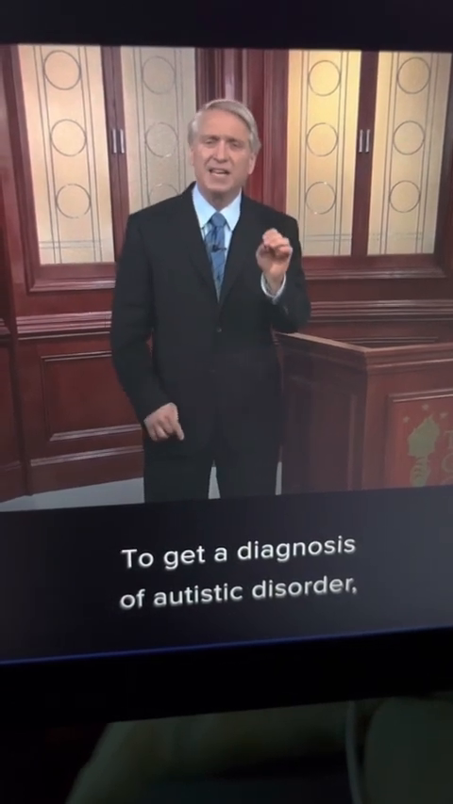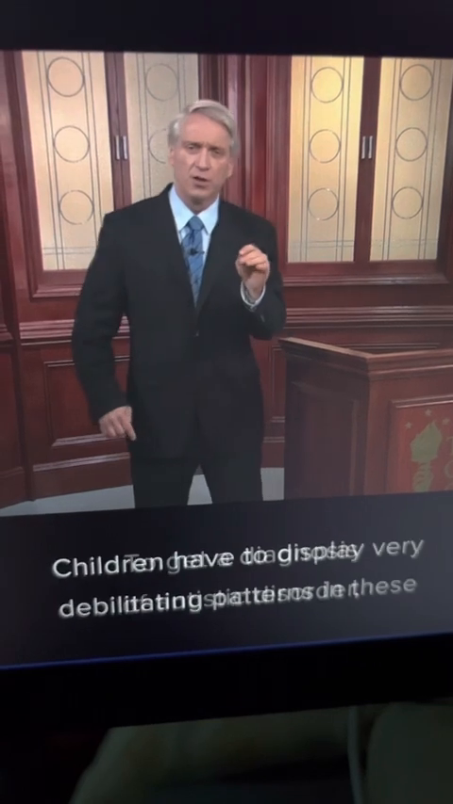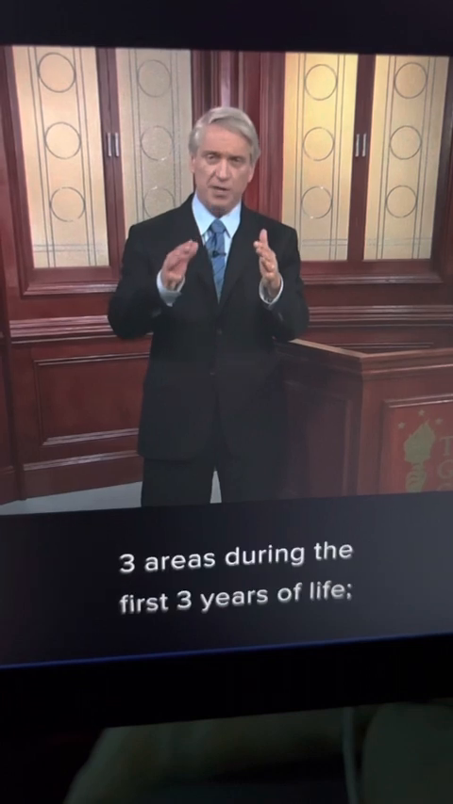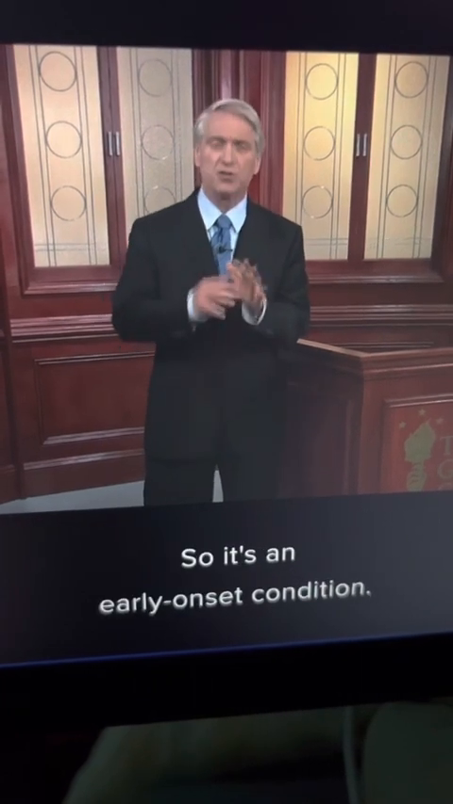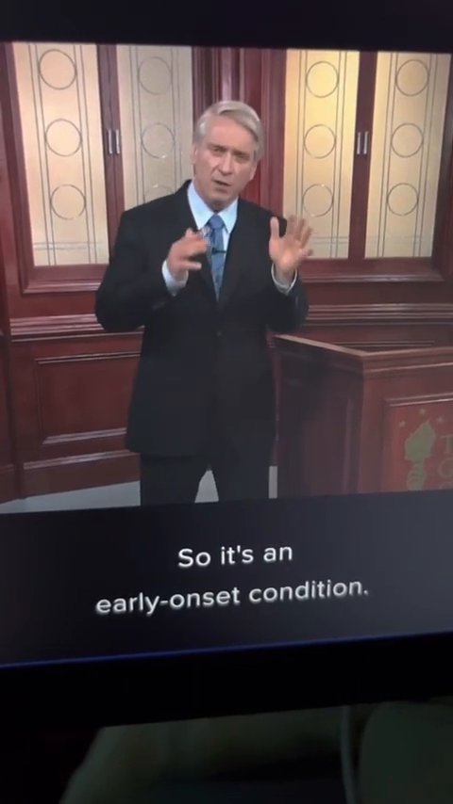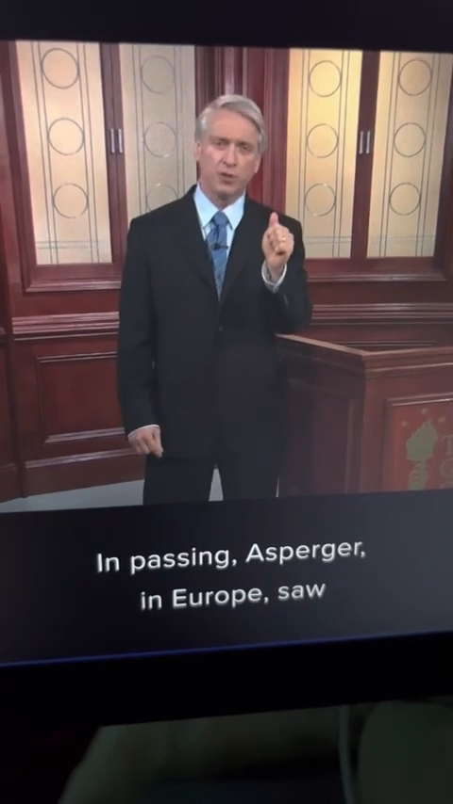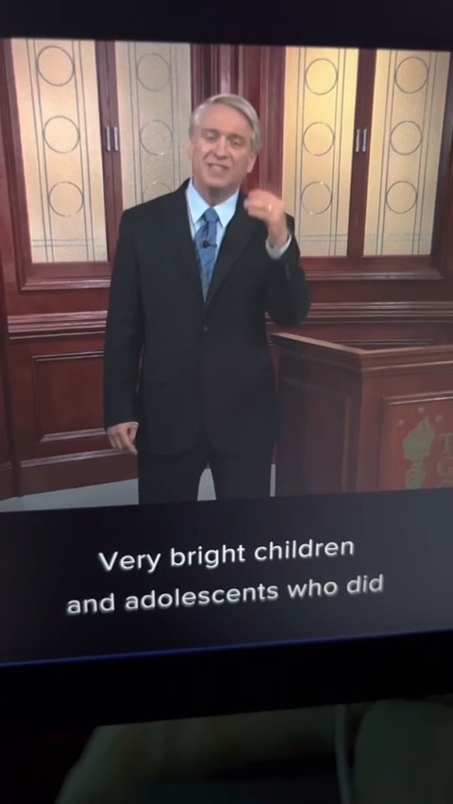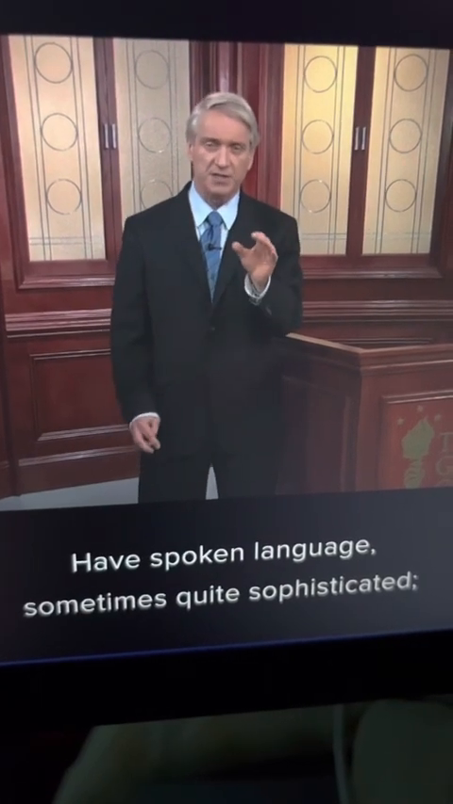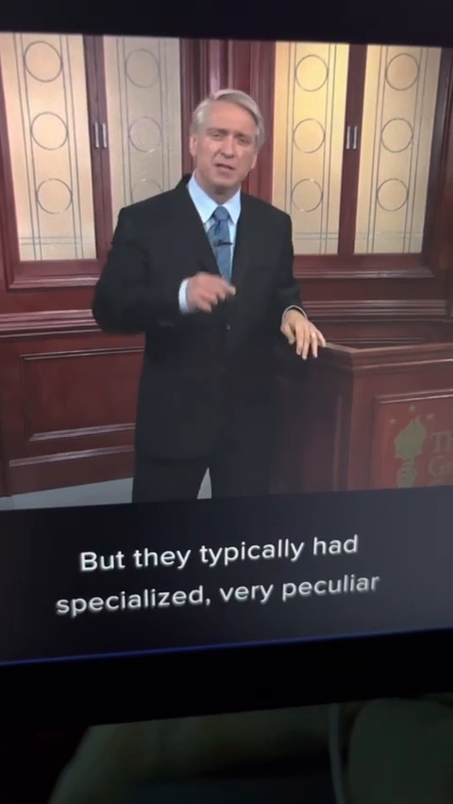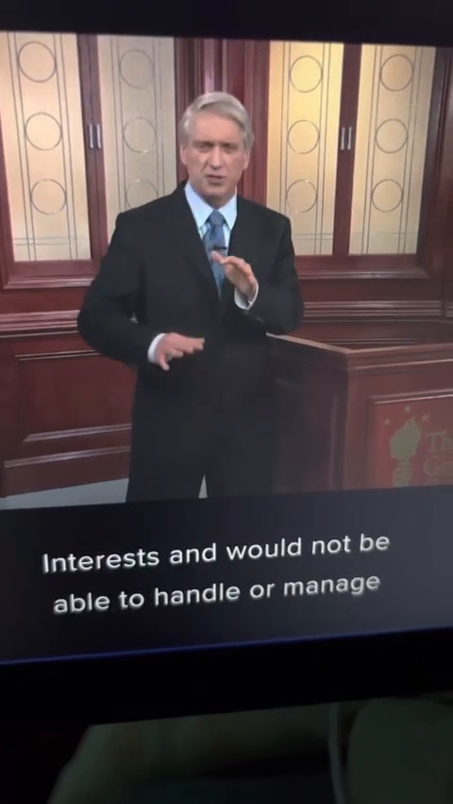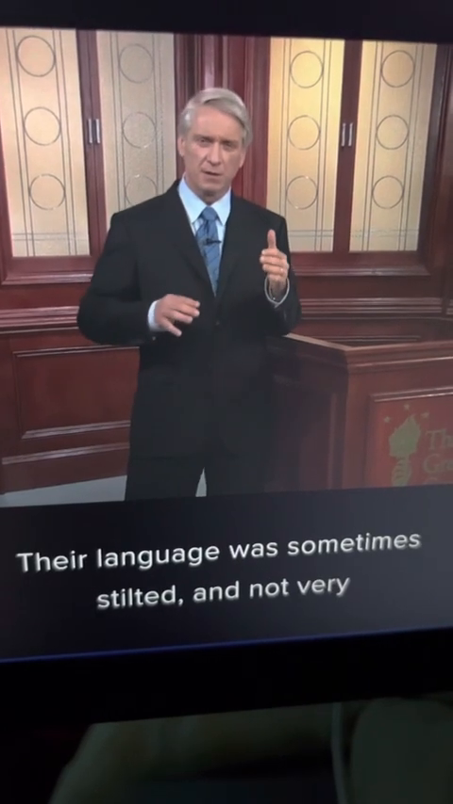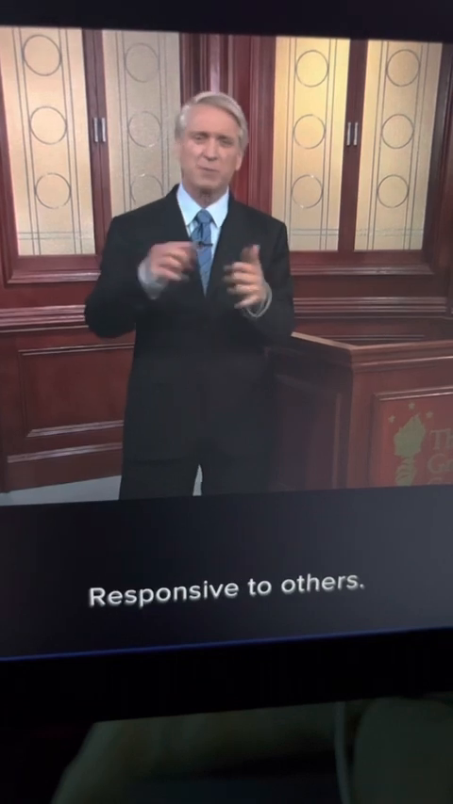Now, to get a diagnosis of autistic disorder, children have to display very debilitating patterns in these 3 areas during the first 3 years of life. So it's an early onset condition. Now, in passing, Asperger in Europe saw very bright children in adolescence who did have spoken language, sometimes quite sophisticated, but they typically had specialized, very peculiar interests and would not be able to handle or manage any deviation from these topics. Their language was sometimes stilted, not very responsive to others.